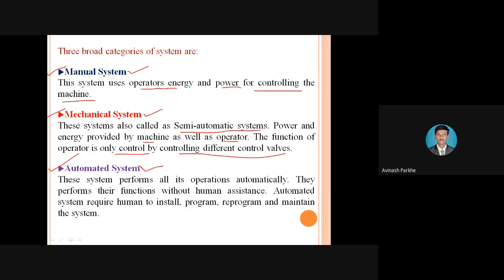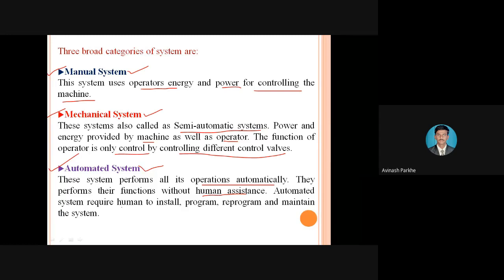And then the last type is called the automated system. The name itself suggests that this system performs all the operations automatically. Whatever operations we are performing, whatever work we are doing, the machine itself performs all the operations automatically. They perform their function without human assistance. That means without any operator, without any man, that machine performs all the functions. That means automatically that machine will convert the raw material into finished goods.